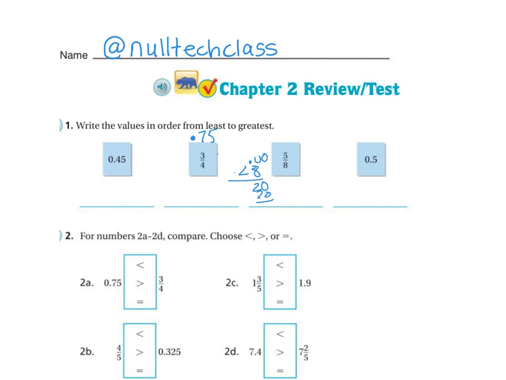Let's erase this. All right, or 75 hundredths. Let's do the next one. So we have 5 divided by 8. 8 can't go into 5, so I add my decimal and my 0.